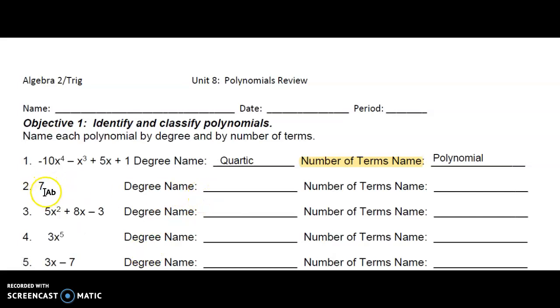For the second one, it's in standard form because there's only one number. There are no variables, so therefore there is no exponent. The degree would then be 0. The name for that was constant. For number of terms, there's only one term, just that 7. So that is called a monomial.